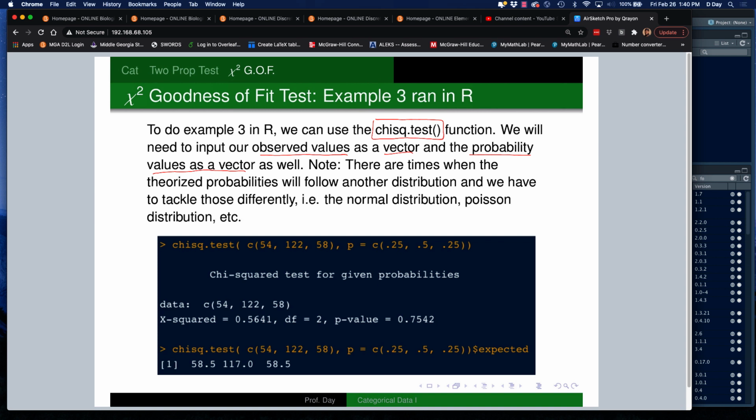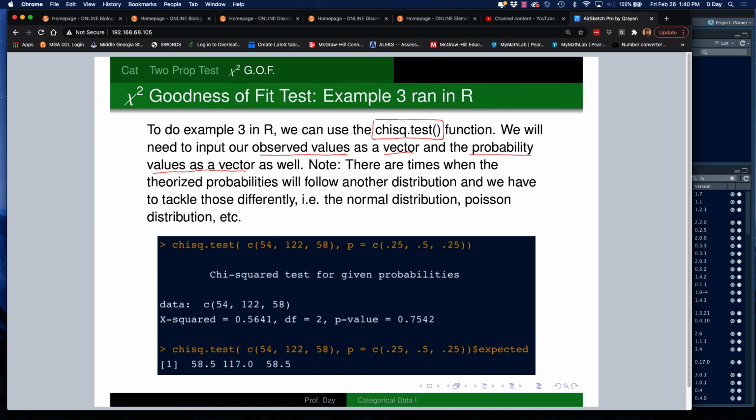Just a quick note here, I will always probably give you the theoretical probabilities so you don't have to do a bunch of extra work to get them. But there are times when the theorized probabilities might follow a distribution that we've seen in the past, like the normal distribution, the Poisson distribution, or any of those other distributions. Our probabilities might follow a specific type of distribution, and we may have to figure those out prior to doing the test. That doesn't always happen, but it does in real life.